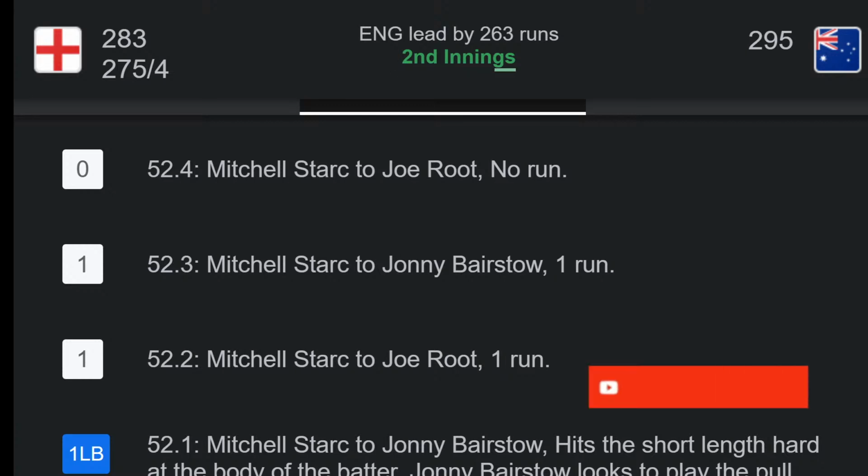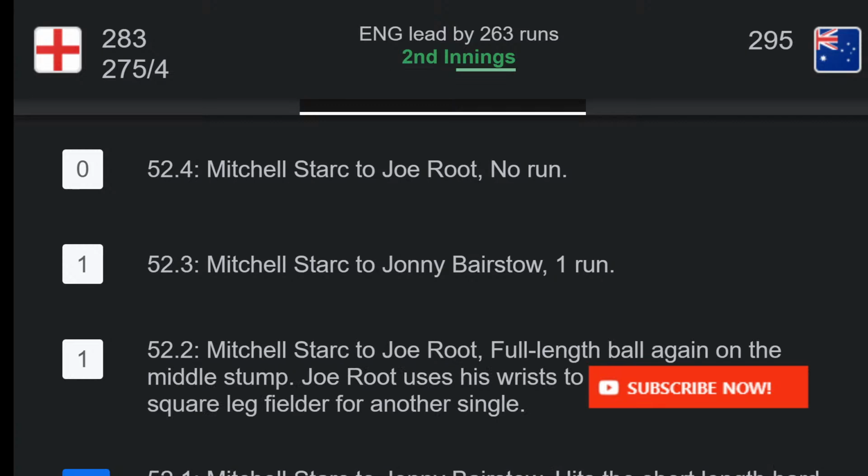The two not out batsmen are Jonny Bairstow and Joe Root. 275 for the loss of 4 wickets, 263 runs ahead. England first innings 283 and Australia 295.